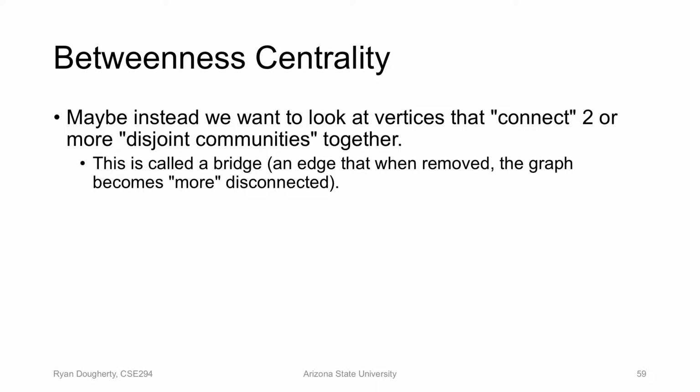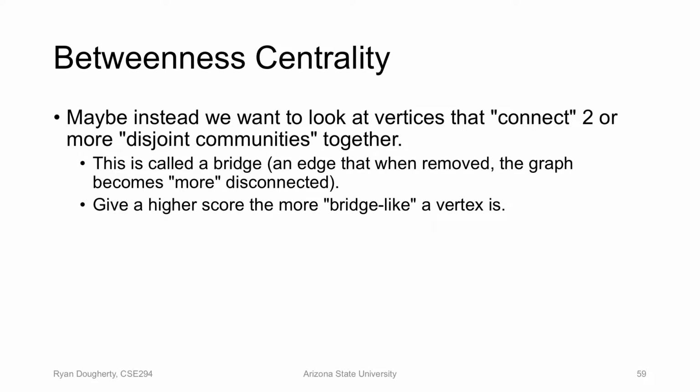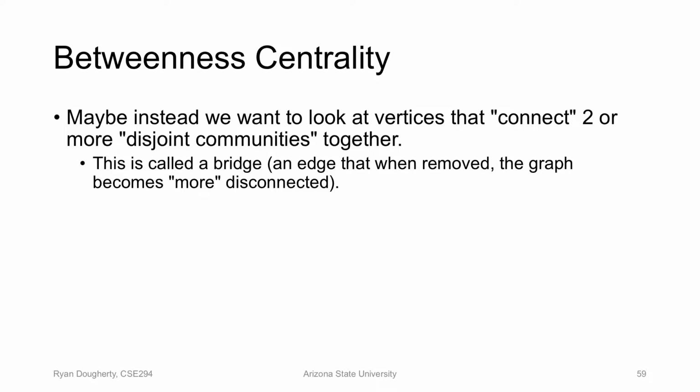So it's actually not called a bridge. An edge is called a bridge, which means that if you delete that edge, then you basically increase the number of components in the graph. In a sense, if you delete that edge, then you disconnect the graph, right? And so in this case, it's a bridge vertex. So we want to find what is the most bridge-like a vertex is.